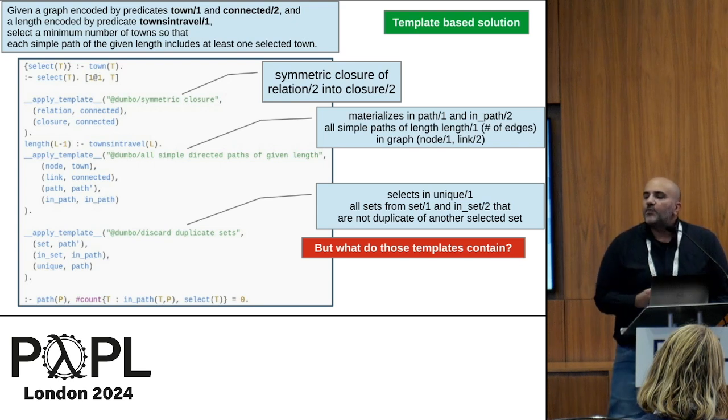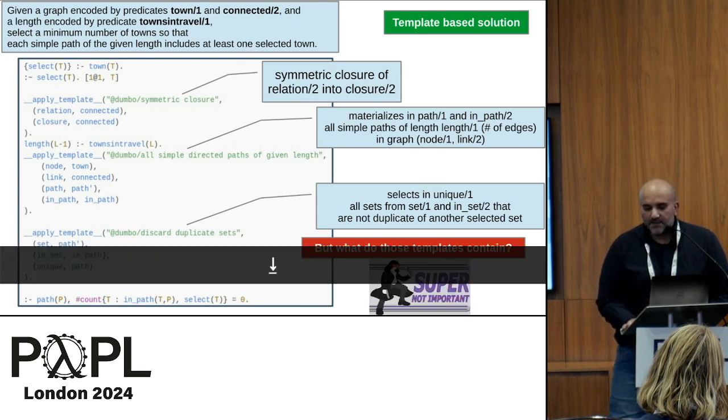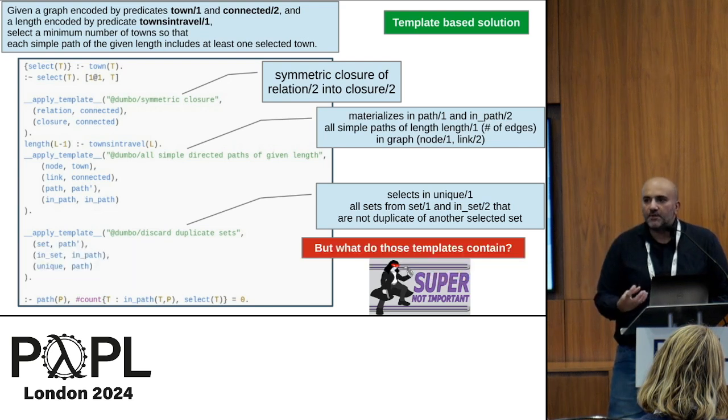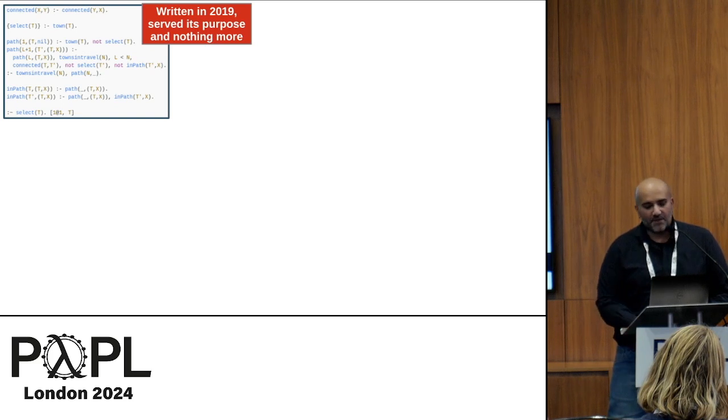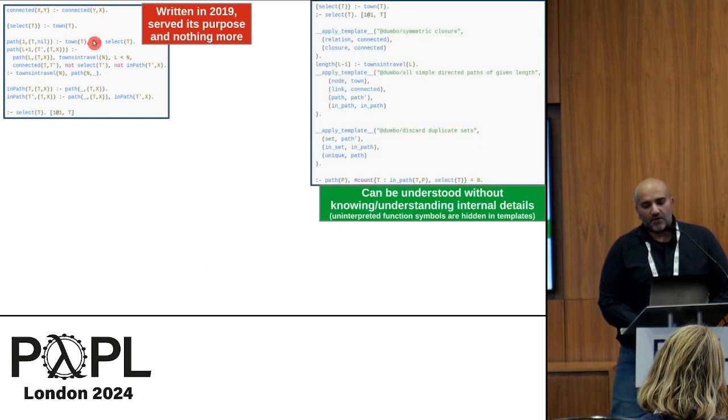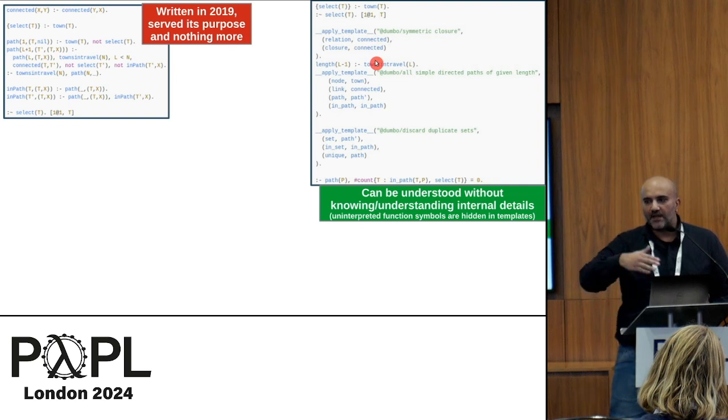What do these templates contain? The answer is not important, okay? It's precisely what you don't want to see. But if you are really curious, I can show you. But most importantly, this encoding I wrote in 2019, we won, period. Nothing more we can do with this encoding. This template solution, I can understand also in another 10 years.